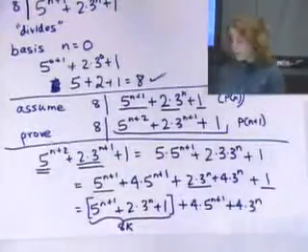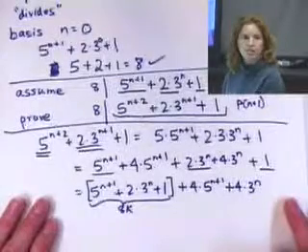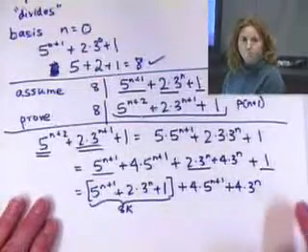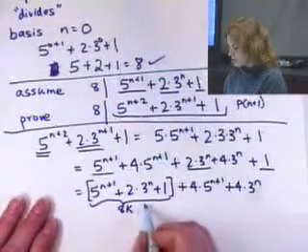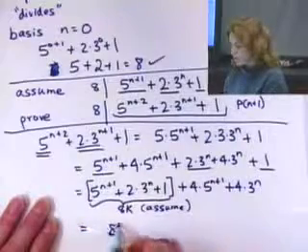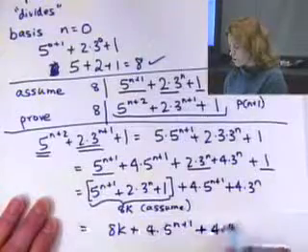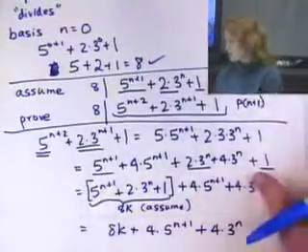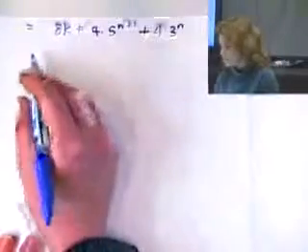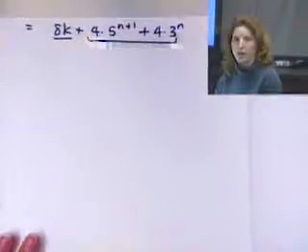So I would continue on. What I hope is that just the rest of those terms add up to make something divisible by 8, and then I'll be done. So from the assumption, I'm going to replace all those things in brackets with 8k plus 4 times 5 to the n plus 1 plus 4 times 3 to the n. So all I need to do now is figure out, is that divisible by 8? All I have to do is prove that the rest is divisible by 8.